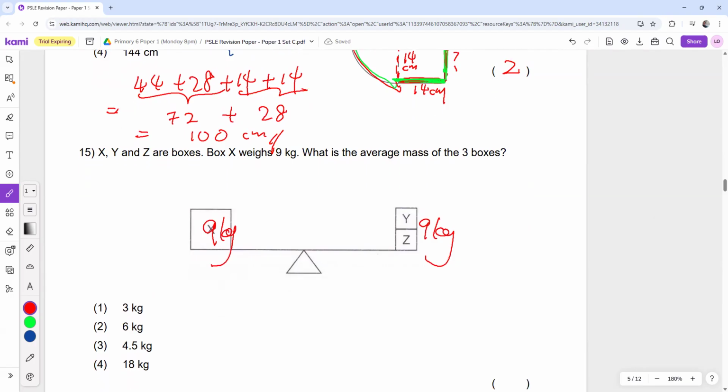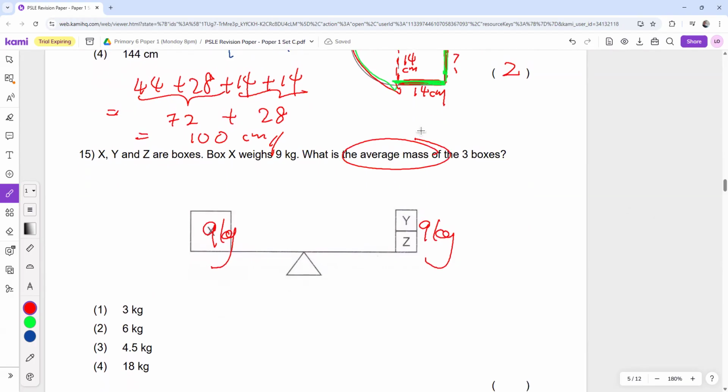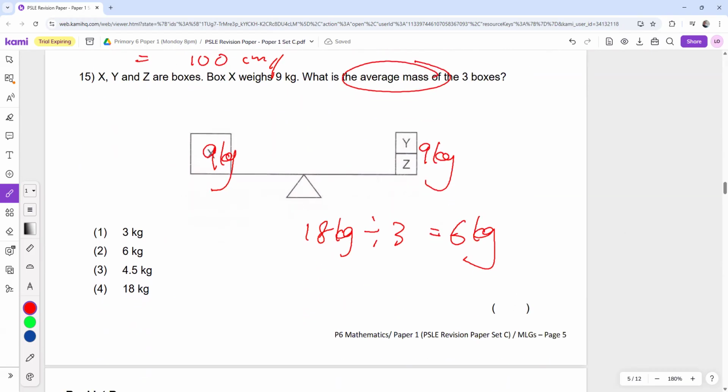Then what's the average mass of the three boxes? To find the average mass, you must always find the total. So 9 plus 9, 18. Then how to get average? You must divide. If you never divide, you did not find average. So you divide by 3, the average mass is number 2. Quite easy. All right? So to find average, you must divide. You never divide, you did not find average.